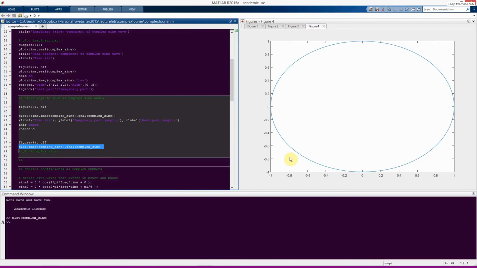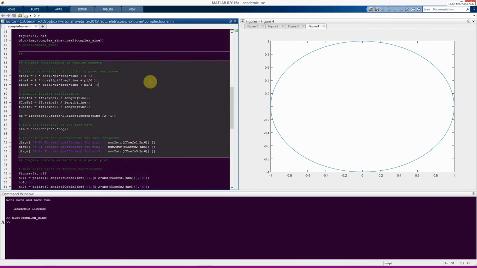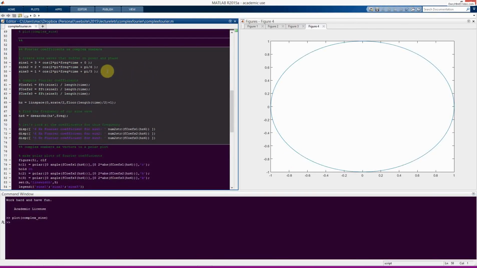Okay, so let's take a look at this in MATLAB now. We can go down to the cell that starts on line 53. Here what we're going to do is create 3 sine waves, I should say cosine waves. The amplitude of these waves is 3 to 1, and the phase is going to vary here. Then we're going to compute the Fourier transform of these, and extract just the Fourier coefficients at 6 Hertz. I chose 6 Hertz here because these are 6 Hertz cosine waves.